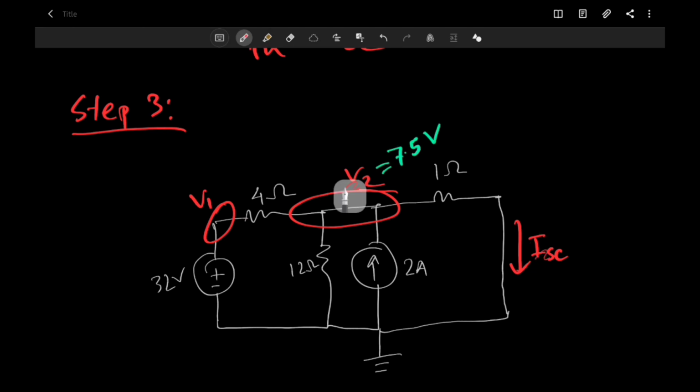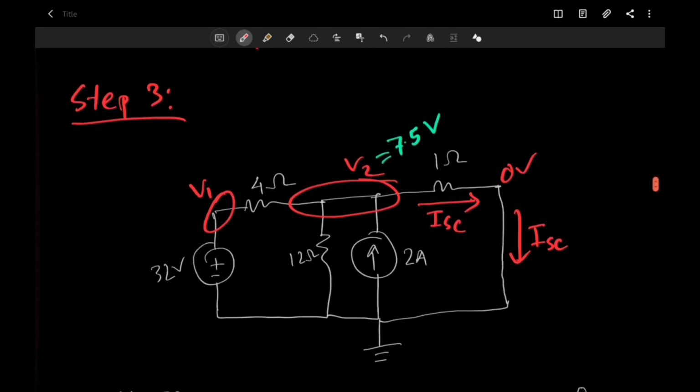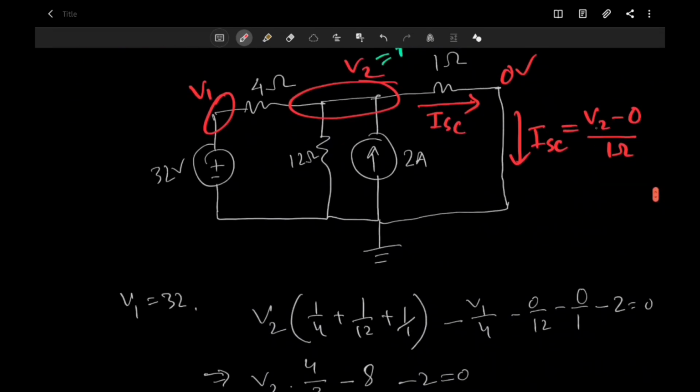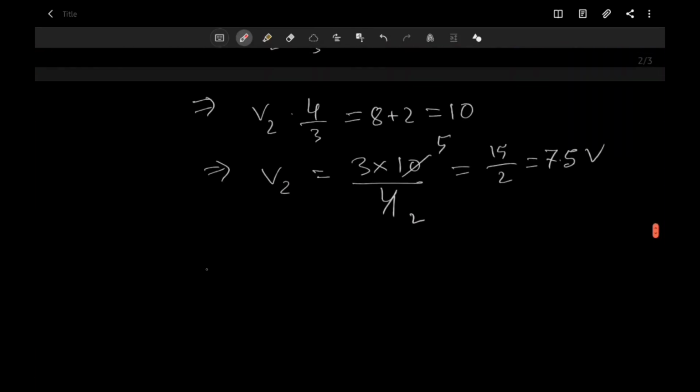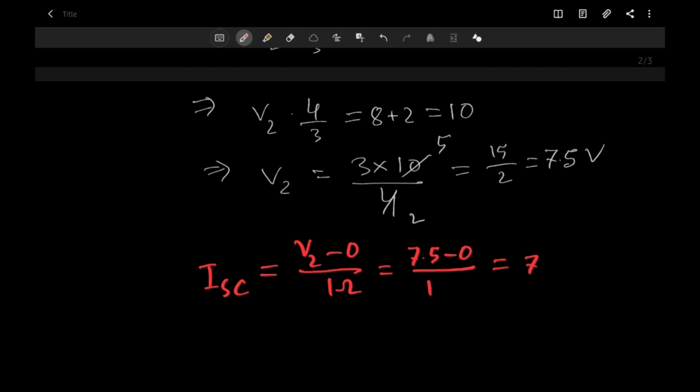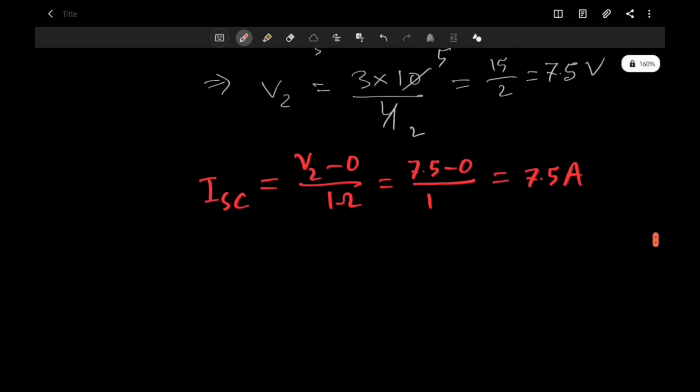Now how do we figure out the ISC, the short circuit current? Well, the short circuit current is going through this, right? And the whole node here is 0 volts. So the short circuit current will be V2 minus 0 divided by 1 ohm, right? And V2 happens to be 7.5. So I short circuit equals V2 minus 0 by 1 ohm, so 7.5 minus 0 divided by 1, which is just 7.5 amperes.